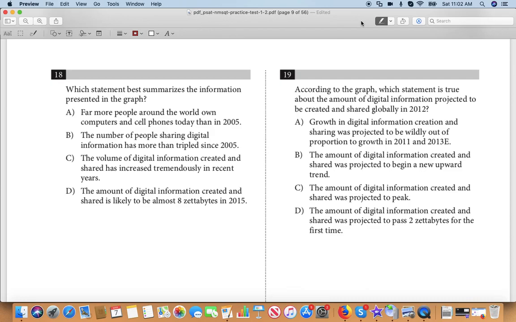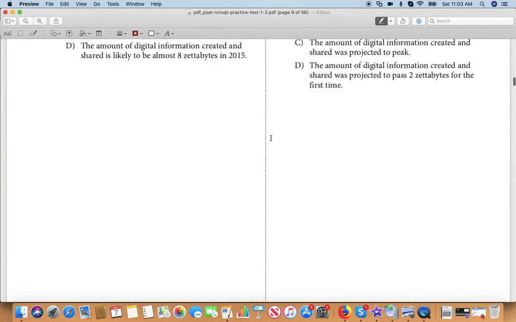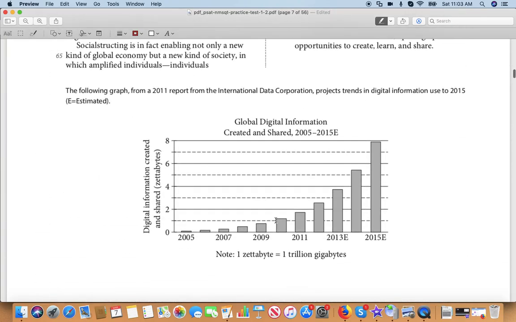Which statement best summarizes the information presented in the graph? Okay, now there's a graph here. Where is it? It is up. This graph right here.